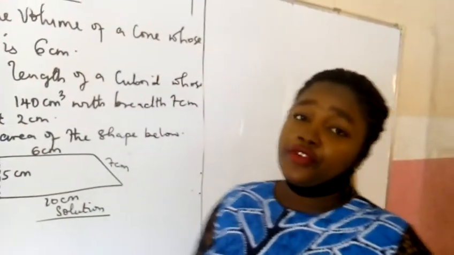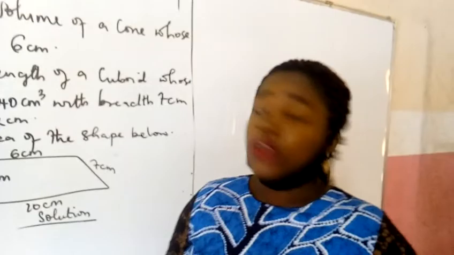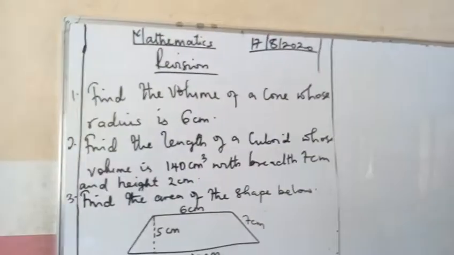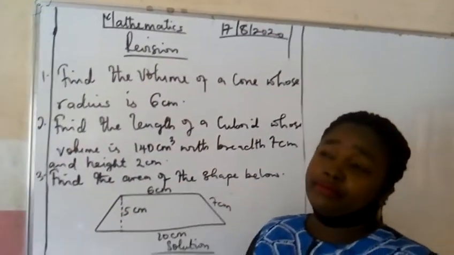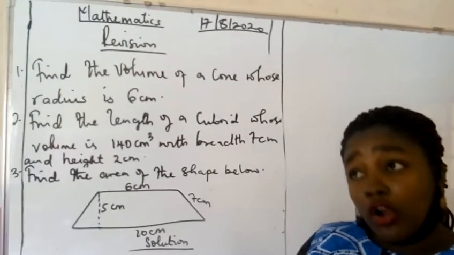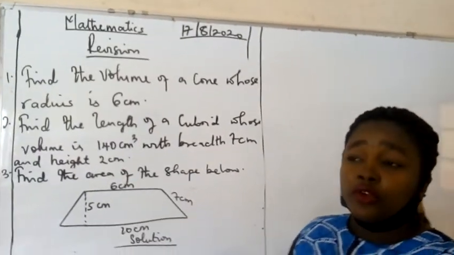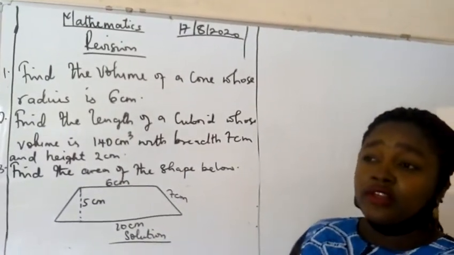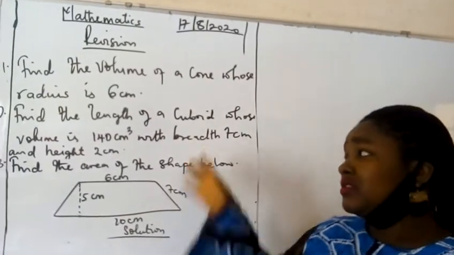We are still on revision. We are revising the mensuration work. Now, let's look at these questions. The last time we revised, we did our revision of angles. We attended to some questions, and I gave you an assignment on them. Now, let's look at these ones.